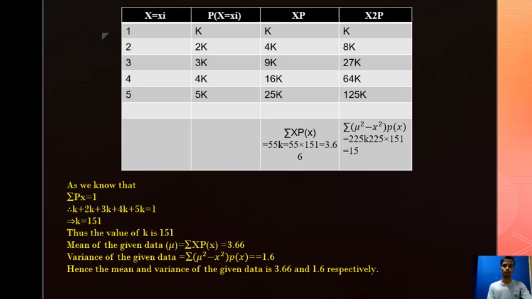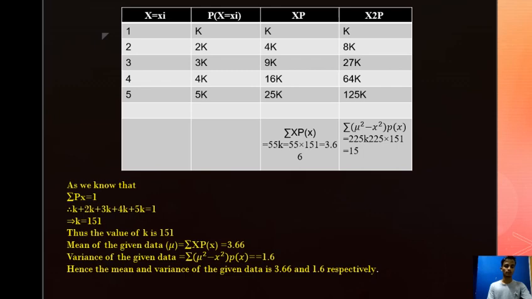That is summation of mu square minus x square into p of x, that will give 225k into 225, which will be equal to 151, and the given answer will be equal to 15. We also know that summation of p of x will be equal to 1. Therefore, k plus 2k plus 3k plus 4k plus 5k will be equal to 1. We will get the k as 151.